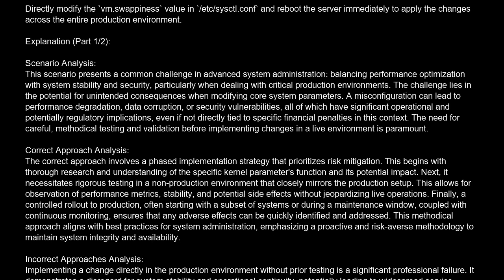Finally, a controlled rollout to production, often starting with a subset of systems or during a maintenance window, coupled with continuous monitoring, ensures that any adverse effects can be quickly identified and addressed. This methodical approach aligns with best practices for system administration, emphasizing a proactive and risk-averse methodology to maintain system integrity and availability. Incorrect approach analysis.